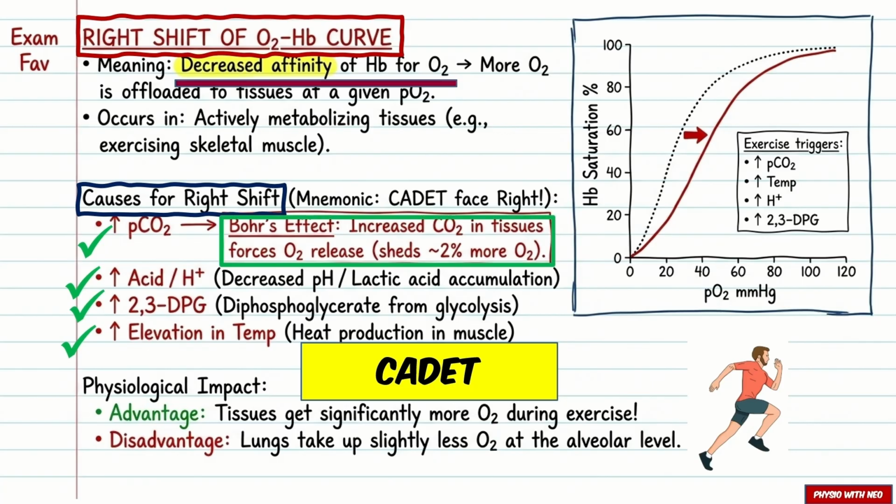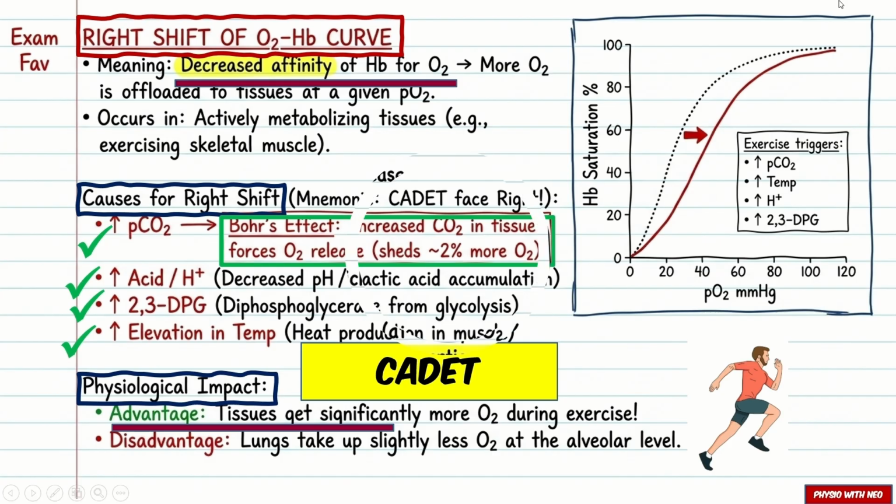Remember, this causes Bohr's effect, that is, increased carbon dioxide in tissue forces hemoglobin to release more oxygen. The physiological impact of this is that tissues get significantly more oxygen during exercise.